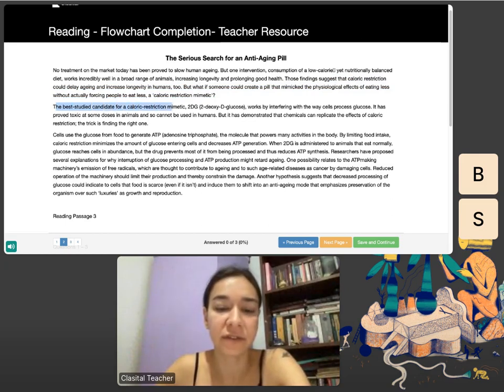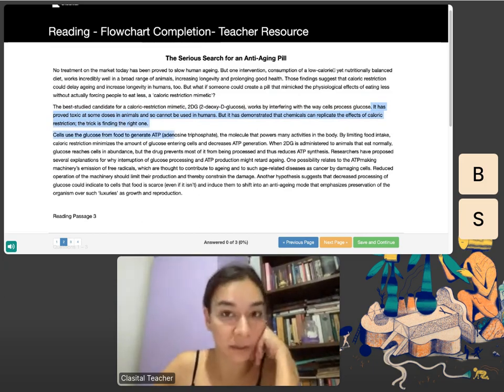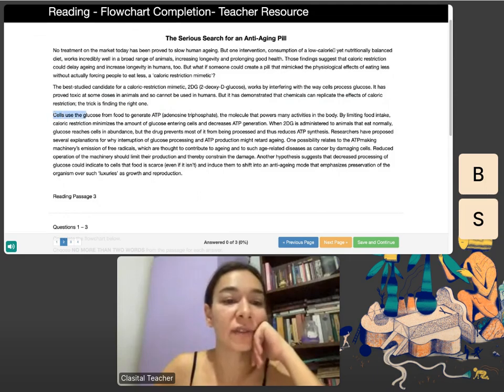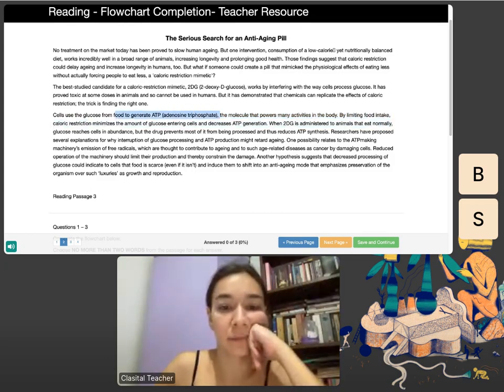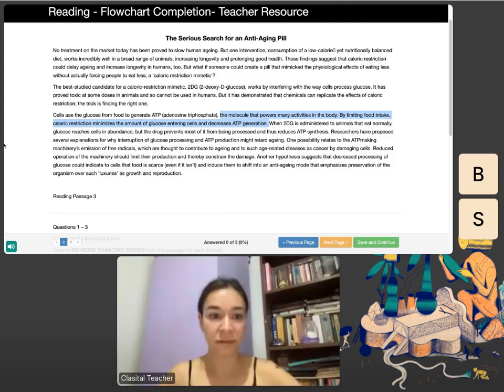The best studied candidate for the caloric restriction mimetic, 2DG, works by interfering with the way cells process glucose. It has proved toxic at some doses in animals and so cannot be used in humans. But it has demonstrated that chemicals can replicate the effects of caloric restriction. The trick is finding the right one. Cells use the glucose from food to generate ATP, the molecule that powers many activities in the body. By limiting food intake, caloric restriction minimizes the amount of glucose entering cells and decreases ATP generation.